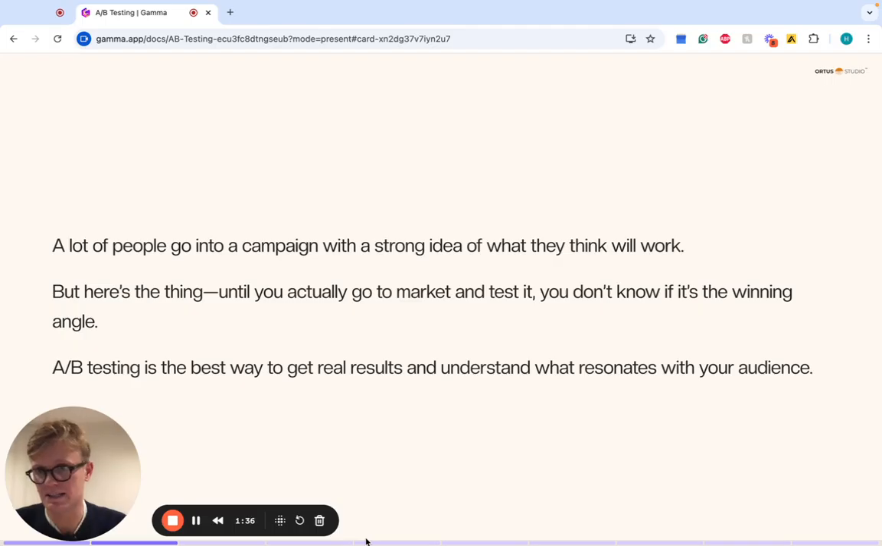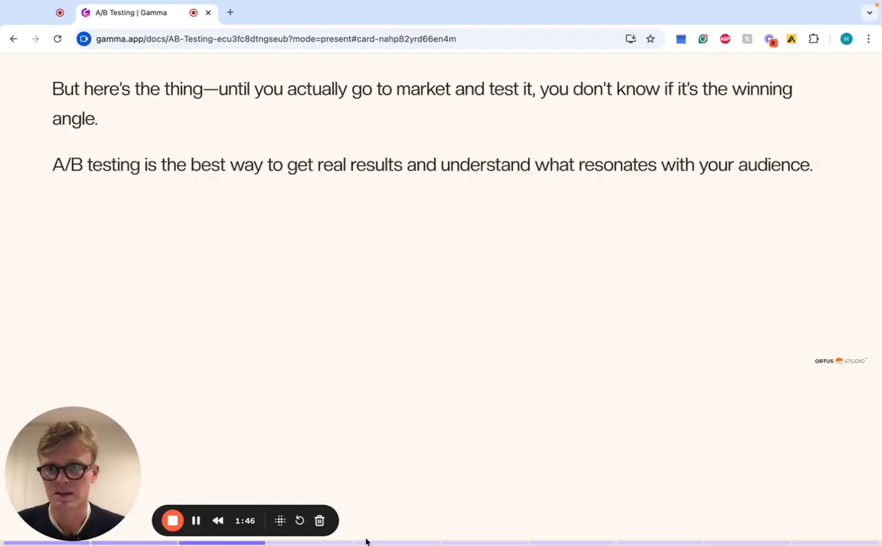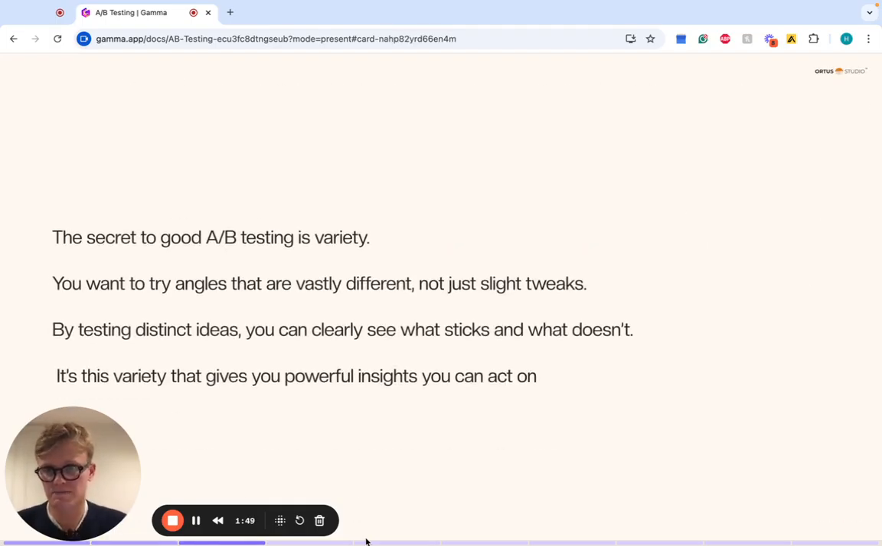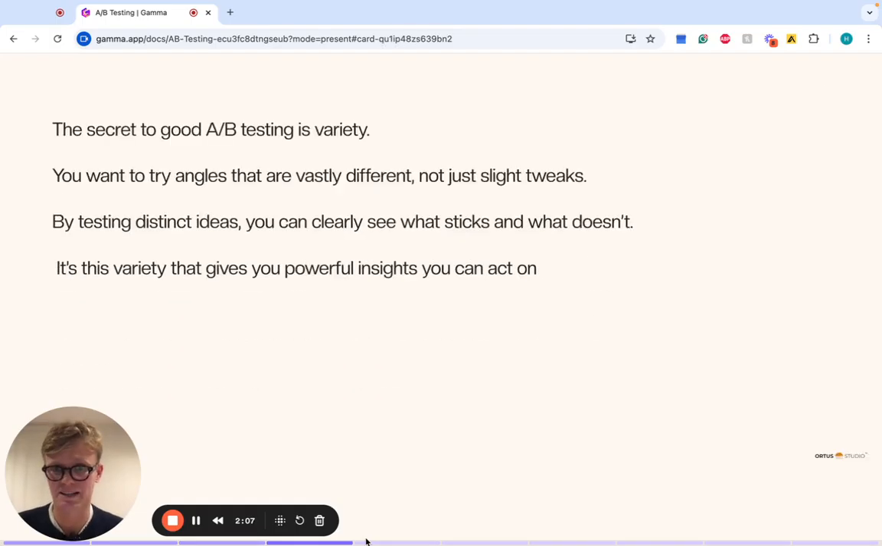But as I said, until you actually go to market and test it, you don't know if it's a winning angle. A/B testing is the best way to get real results and understand what resonates with your audience. So the secret to good A/B testing is variety. You want to try angles that are vastly different and not just slight tweaks, so you can really pinpoint what's clearly sticking and what doesn't. It's the variety that gives you the powerful insight that you can ultimately act on.